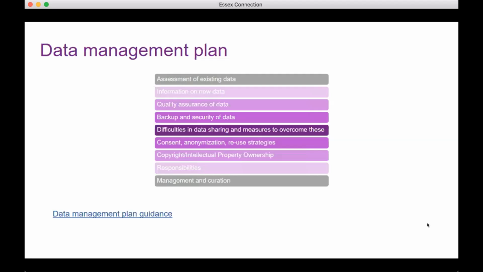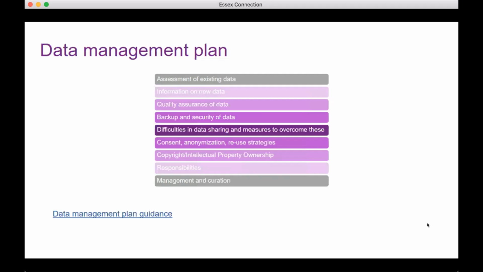Another section should address any difficulties foreseen in sharing this data for replication or reuse, be it in an archive or institutional repository. For example, if secondary data is used, that will mean copyright might prevent you from disseminating that data at the end of the project. Or it might be that the appropriate permissions need to be set in place to allow you to archive that data. Another important section is around issues of consent, anonymization, and potential reuse strategies.